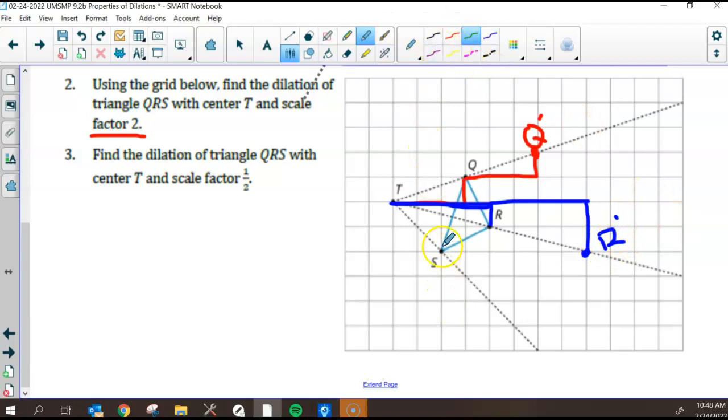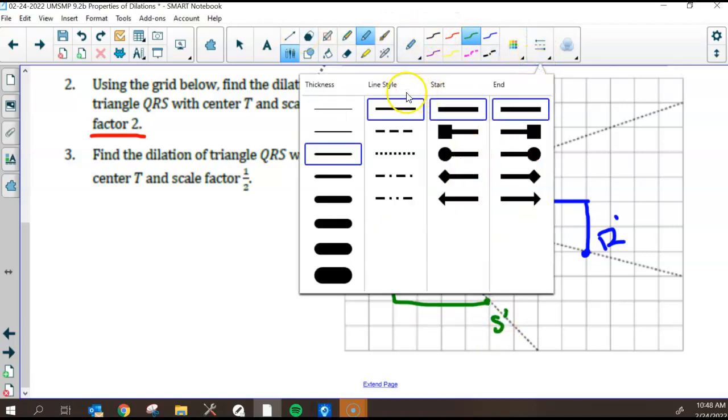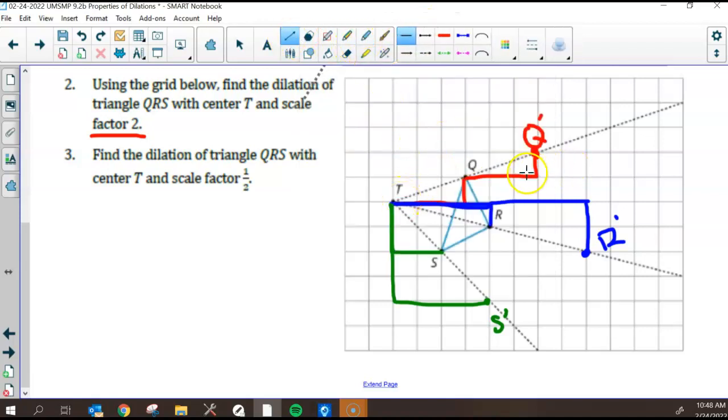And last time with S, how far away is S from T? I measure that by going down 2 and to the right 2. So now it's going to be going down 4 and to the right 4, and that is my S prime. Draw that in place, Q prime to S prime to R prime, and R prime to Q prime. There is my new dilated triangle that is twice the size of the others.